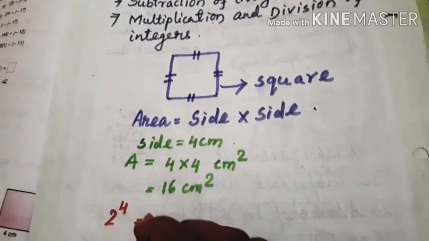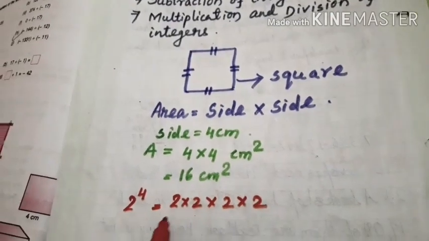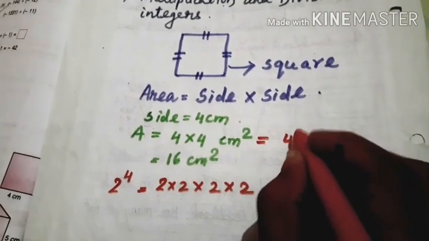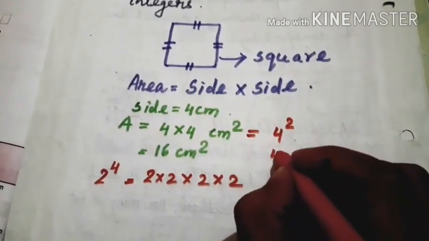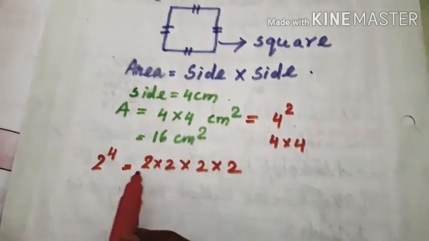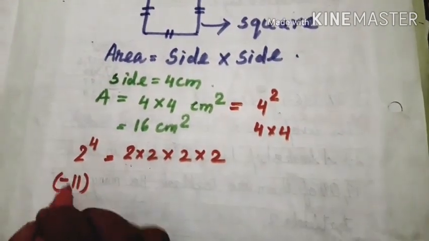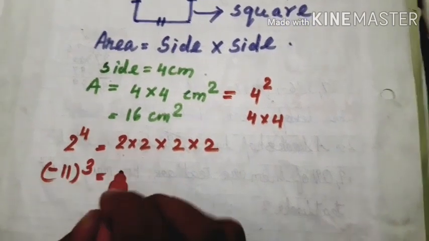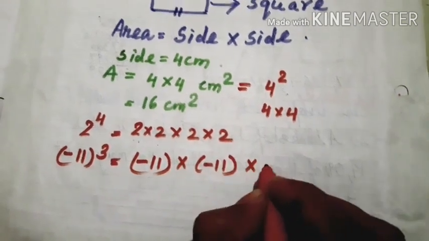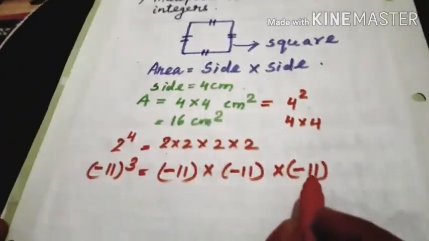Then 2 into 2 into 2 into 2. It means 2 is multiplied 4 times. Here also one thing I want to say, 4 square means 4 into 4, that is, 4 multiplied 2 times. Here 2 is multiplied 4 times. If I write minus 11 to the power 3, then I write minus 11 into minus 11 into minus 11. Minus 11 is multiplied by itself 3 times.